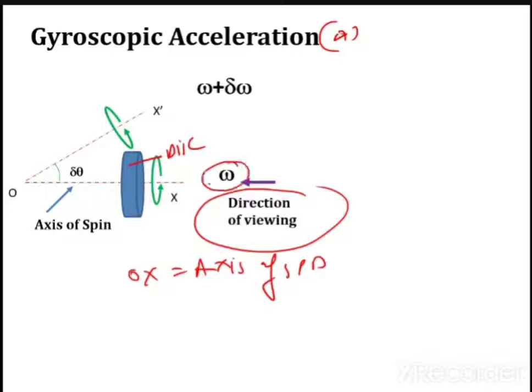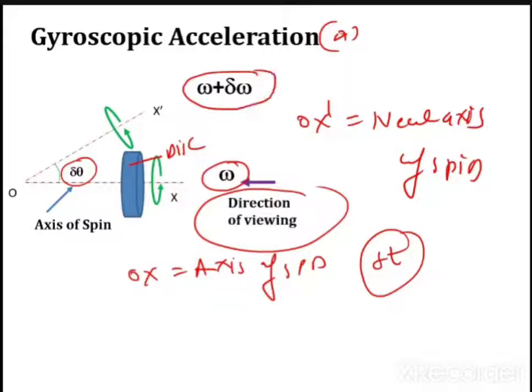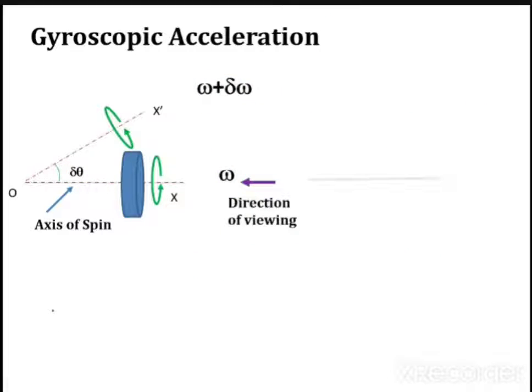Initially, omega was the angular velocity of the disk. Now, after some short span of time, the disk is rotating about a new axis OX dash. So OX dash is nothing but the new axis of spin. It happened in a small time del t at an angle del theta. So the corresponding angular velocity is omega plus del omega. Now tell me, have you understood this or not?